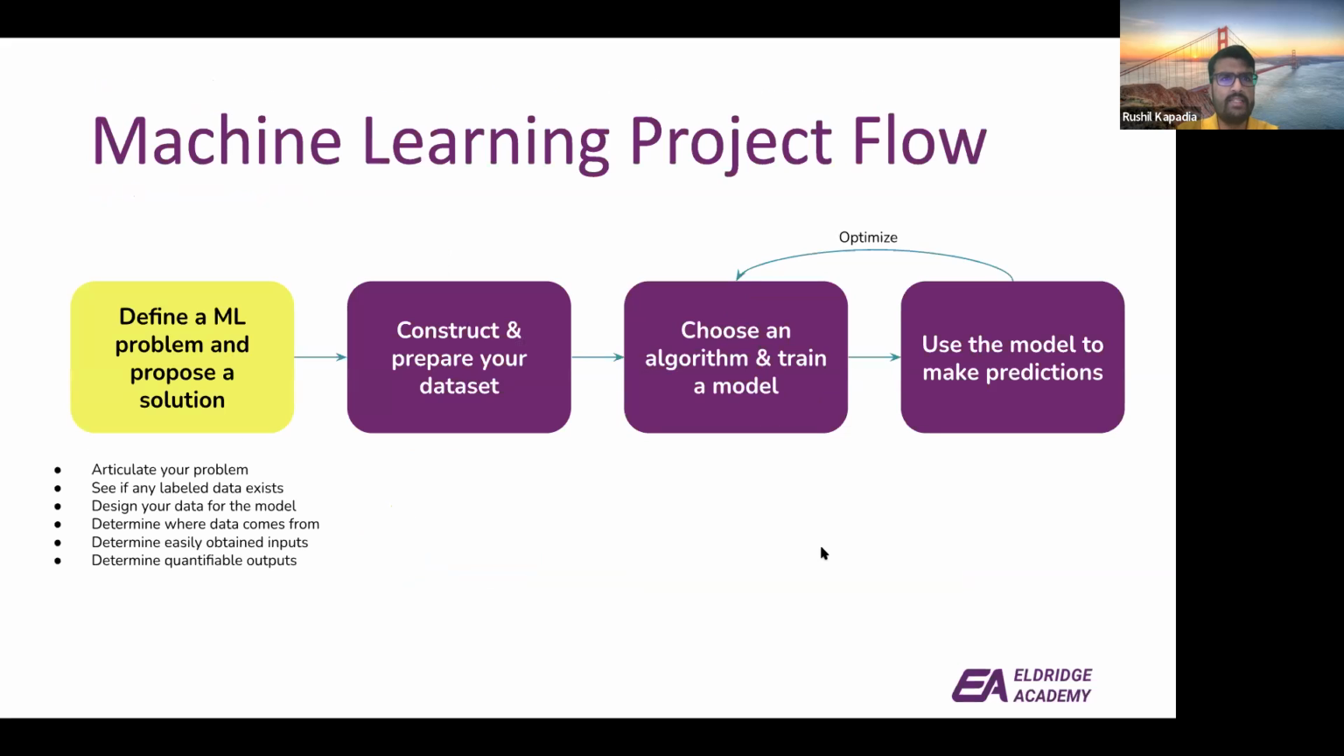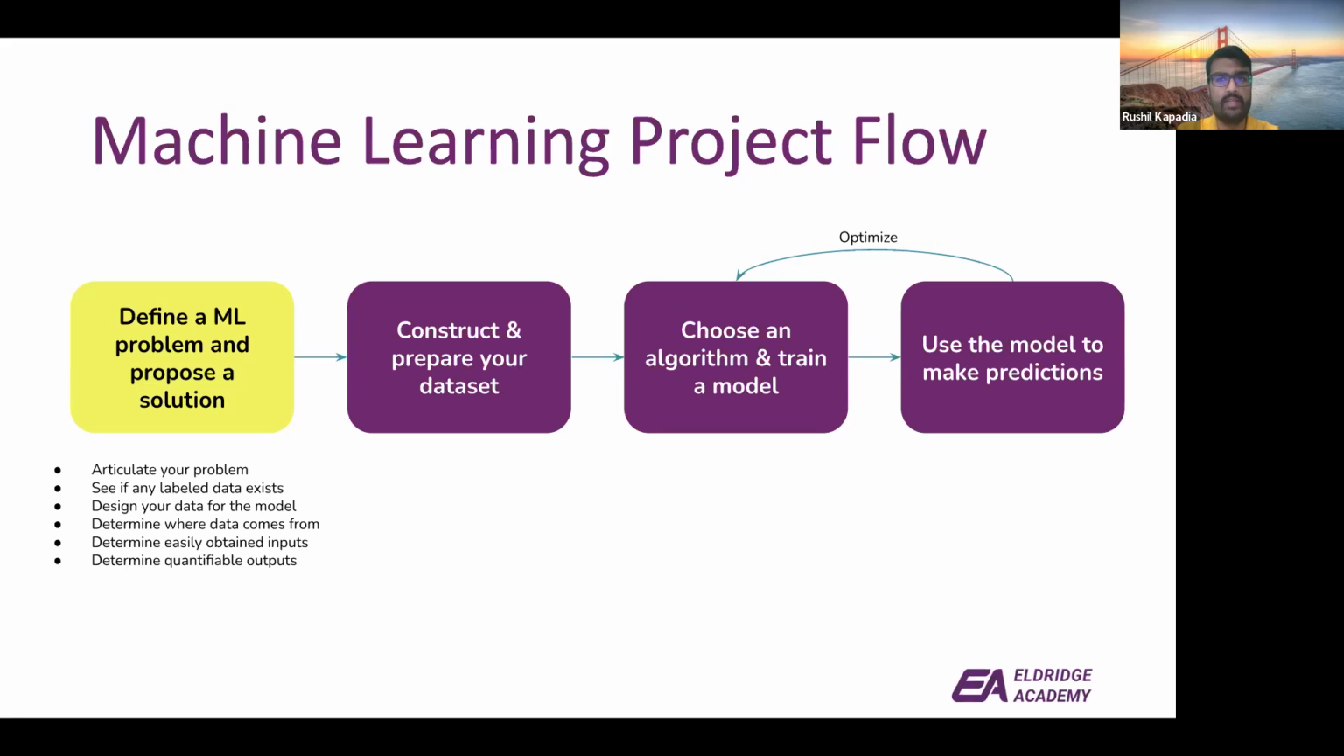So now the next important thing to talk about is the machine learning project flow. So we've kind of talked about all this stuff about how machine learning works, where you can apply it, but it's really important to understand how to actually go ahead and make machine learning projects. So the first thing you need to do is define a machine learning problem and propose a solution.